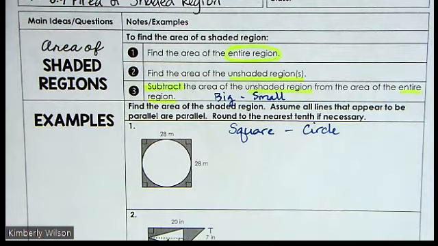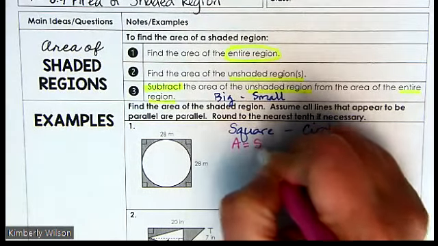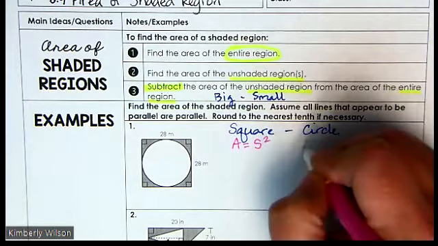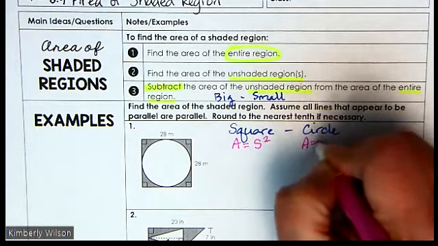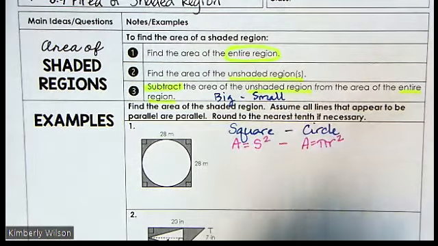The first thing I do is I write down what my formulas are for each shape. So to find the area of the square, that's A equals S squared. For a circle, it's pi r squared. And we're subtracting these two. My next step is where I plug in my numbers.